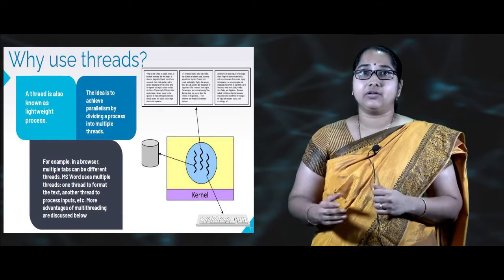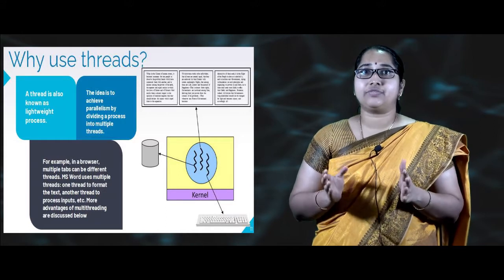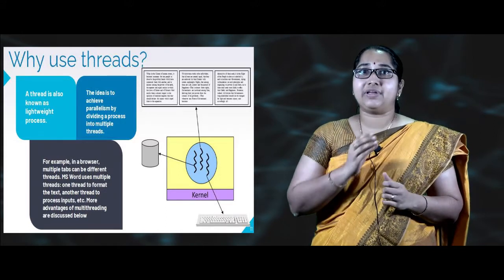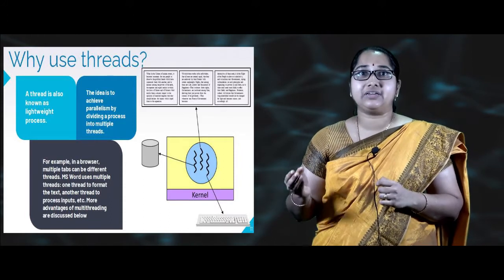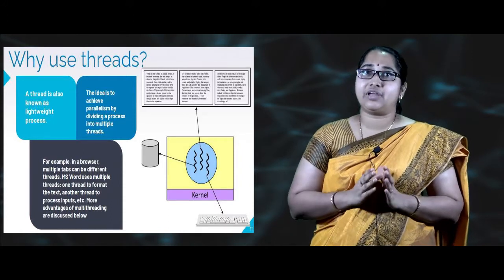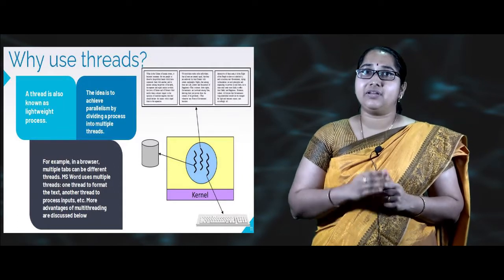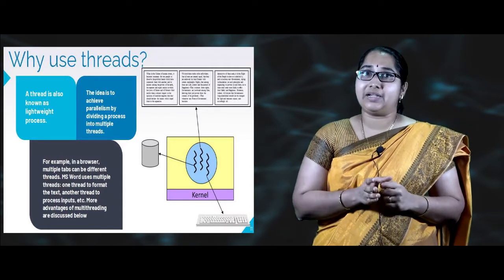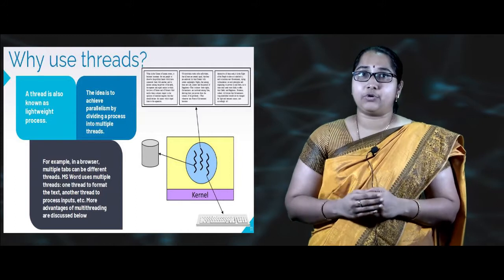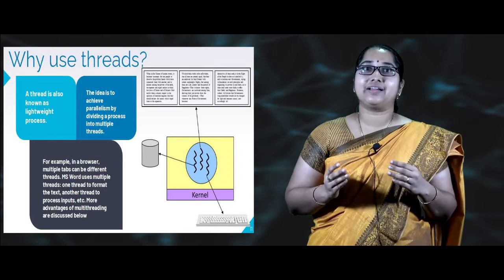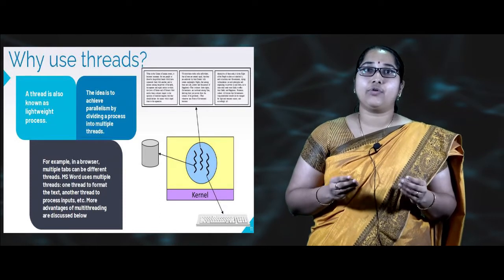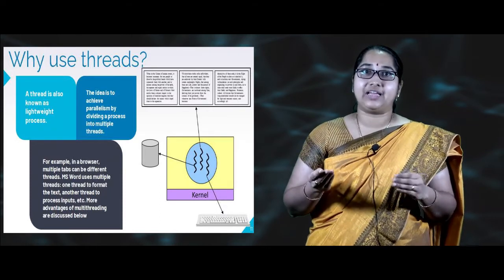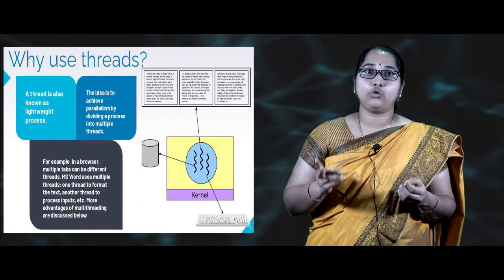For example, in case of a browser, we will be having multiple tabs. All these tabs can be considered as different threads. Similarly, in case of MS Word, we will be having different threads for formatting the text, for processing the input and so on. Now let us give a real-time example of what a thread is. For example, if you want to transfer a pen from the right side of the hand to the left side of the hand, there are two options.